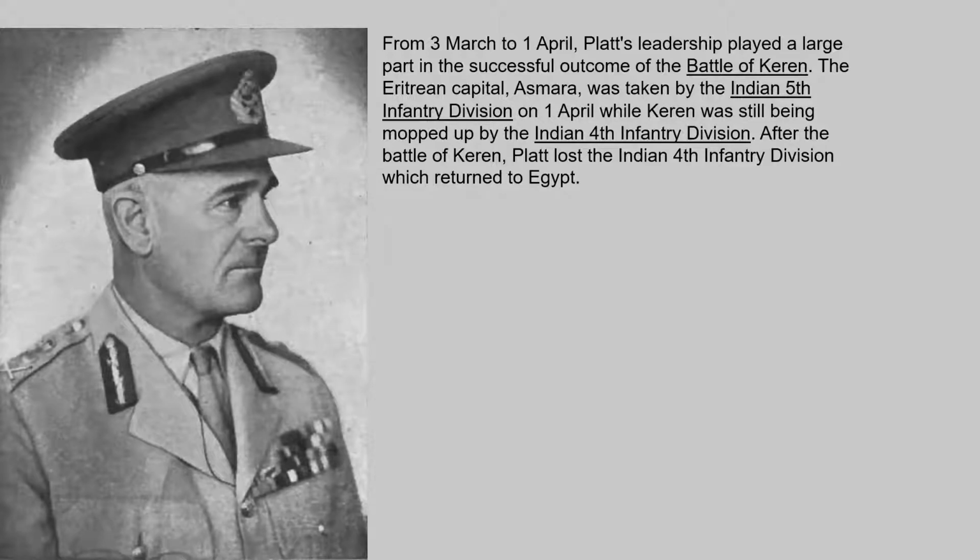The Eritrean capital, Asmara, was taken by the Indian 5th Infantry Division on 1st of April, while Keren was still being mopped up by the Indian 4th Infantry Division. After the Battle of Keren, Platt lost the Indian 4th Infantry Division, which returned to Egypt.